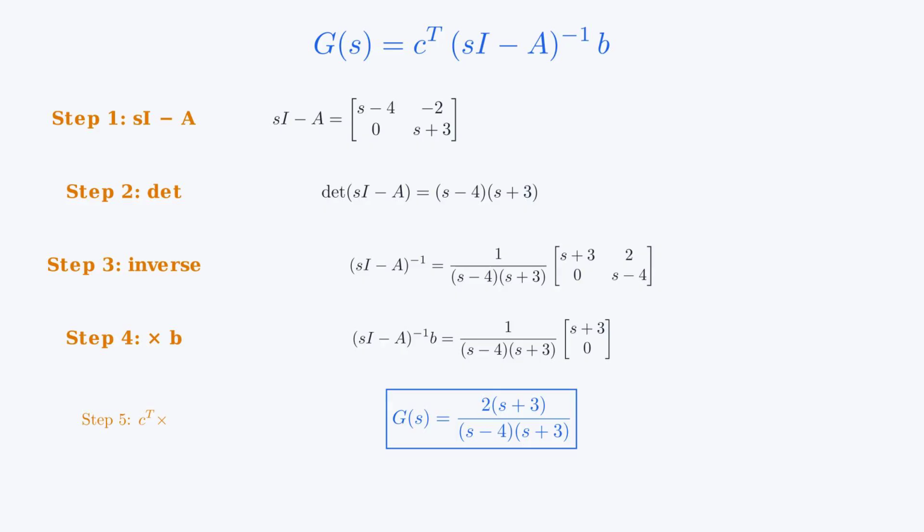The inverse of sI minus A is the adjugate matrix divided by the determinant. The adjugate swaps the diagonal and negates the off-diagonal. We get s plus 3 in the top left, +2 in the top right, 0 in the bottom left, s minus 4 in the bottom right. Now multiply this inverse by B, which is the column 1 and 0. The result is the column s plus 3 over the determinant and 0. Finally, multiply C transpose, which is 2 and 3, by this column: 2 times s plus 3 over the determinant plus 3 times 0. So g of s equals 2 times s plus 3 divided by s minus 4 times s plus 3.